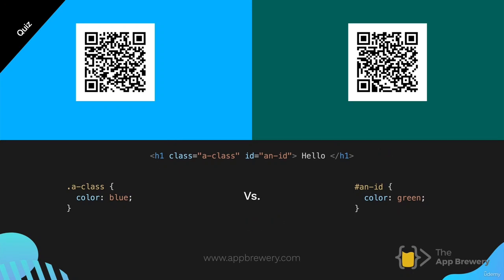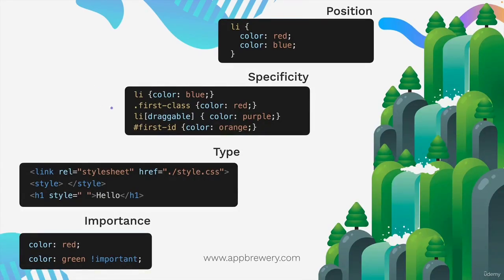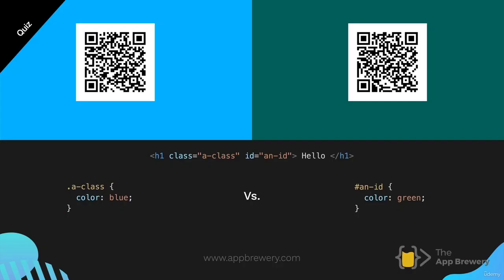All right, so did you get it right? In this case, we have a specificity battle, because this is a class selector and this is an ID selector. When we're looking at the specificity, the most specific always wins. So in this case, the ID will trump the class. And that's why if this code was run, which you can test out yourself, the color of the text will be green. So this was the correct answer. Did you get that right? If not, don't worry, we've got more questions coming up.